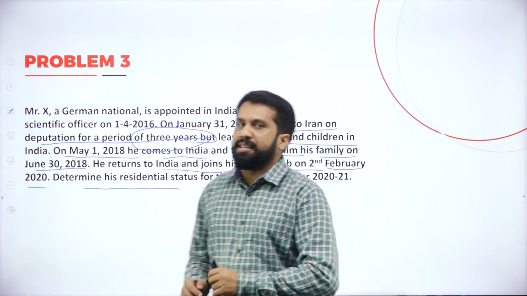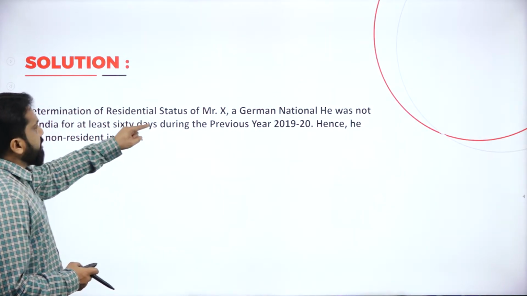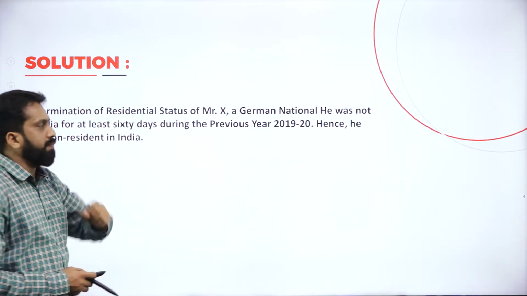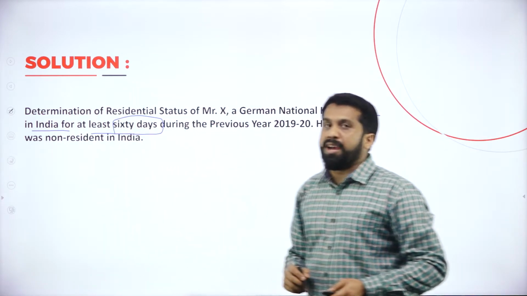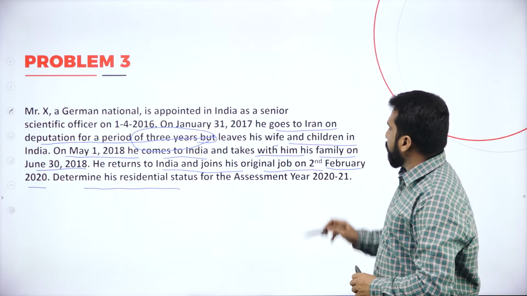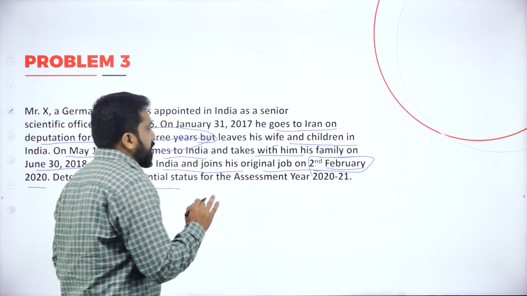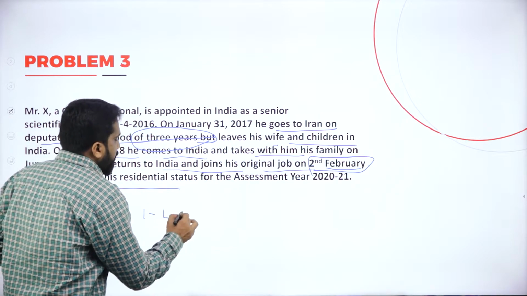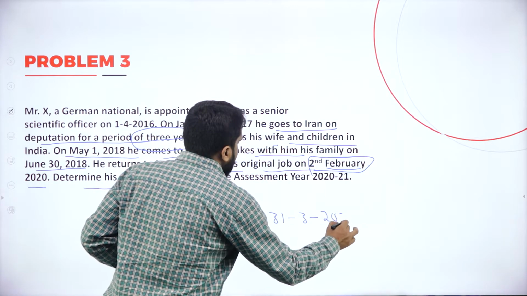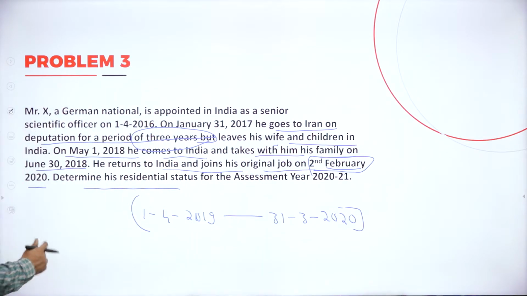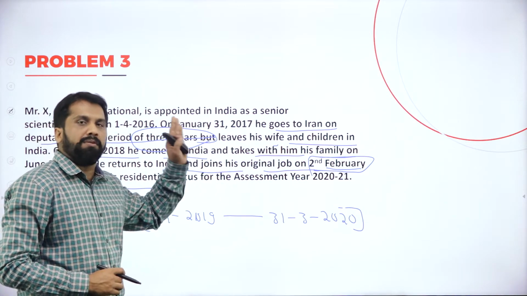So there are too many years, so we'll calculate exactly. Now, determination of residential status of Mr. X, German national. He was not in India for at least 60 days. Why? Because I'll go back. He was abroad, and only came on 2nd February. So we are calculating what? 1st April 2019 to 31st March 2020. Out of 1 year, every year he was abroad only.